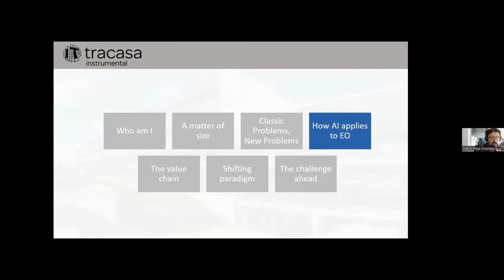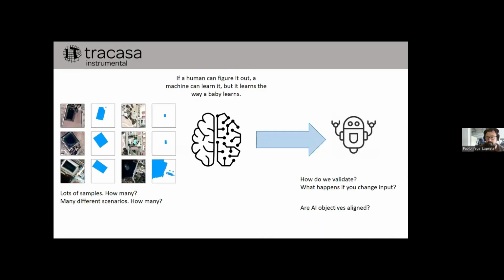Now, I'm just going to explain very quickly how artificial intelligence applies to Earth observation and how we're doing this, but this is not supposed to be a training on artificial intelligence. I want to explain this so I can identify some of the biggest challenges that we have. So how does it work in a nutshell?